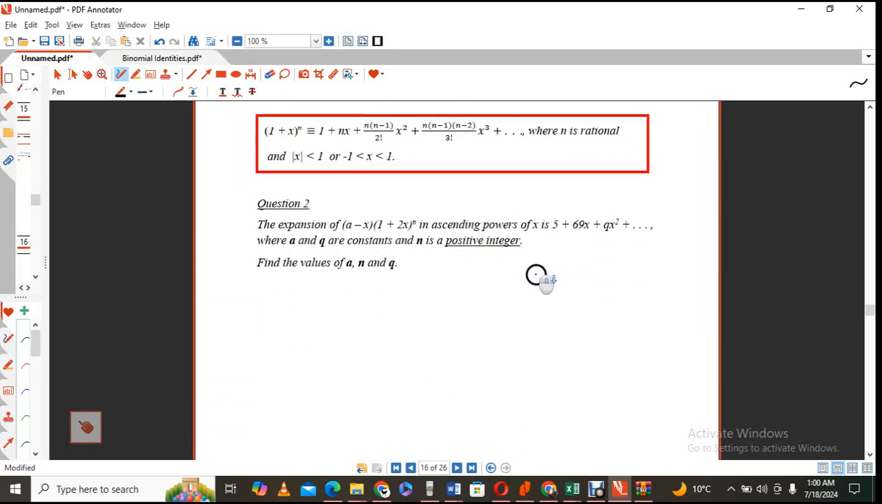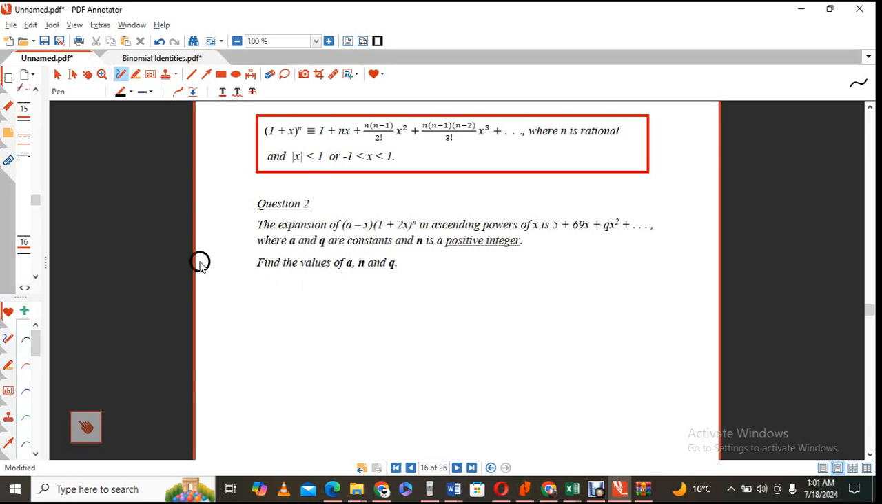Right, let's look at question 2. You have a very similar thing. The expansion of (a minus x) times (1 plus 2x) raised to the power of n in ascending powers of x is 5 plus 69x plus qx squared, and so on. The question asks you to find the values of a, n, and q. a and q are constants, and n is a positive integer. So where does it leave me?